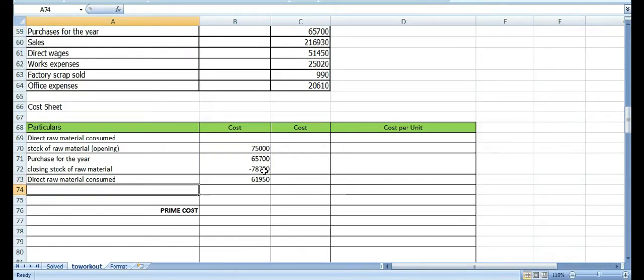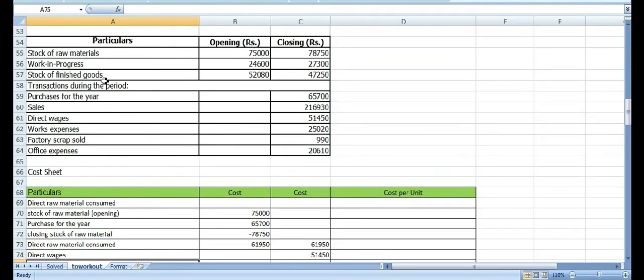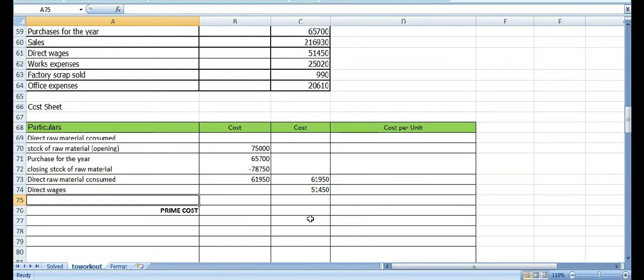Next we have to calculate direct wages. It is given directly, that is 51,450. These things we can mention here: 61,950. Wages is 51,450. Next is direct expenses. We have to see whether any direct expenses are mentioned here. No such thing is mentioned. So prime cost is direct raw material consumption plus direct wages. So it will give you the prime cost.